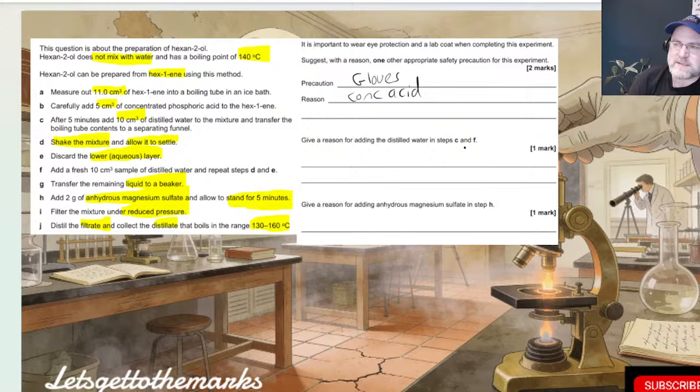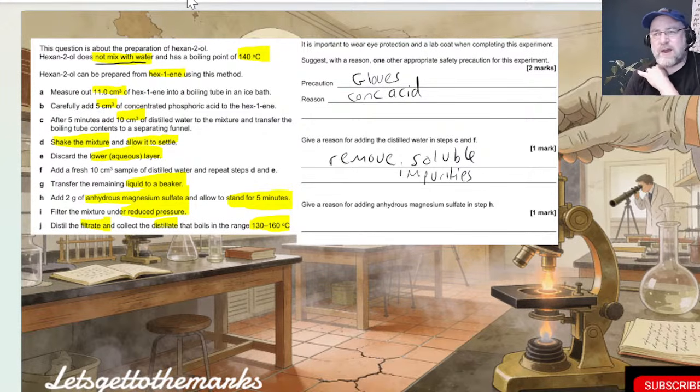Give a reason for adding the distilled water in C and F. Why do we add distilled water? What is the water going to remove? Remember, look what they said here: the hexan-2-ol does not mix with water. So what are we getting rid of by adding the water? To remove soluble impurities. Thank you, Emily. Well done. And of course you're going to get an aqueous layer and a non-polar layer, and you like your non-miscible layers, and then you can filter off the aqueous layer.